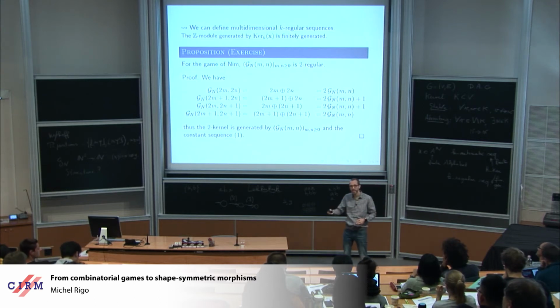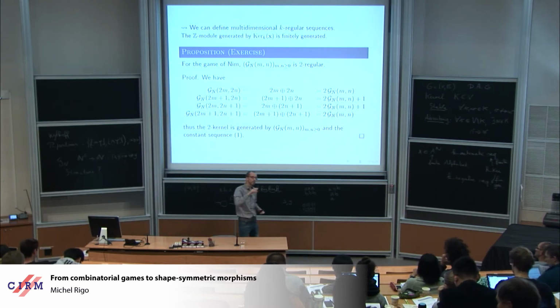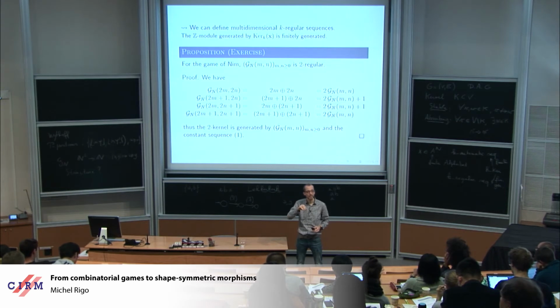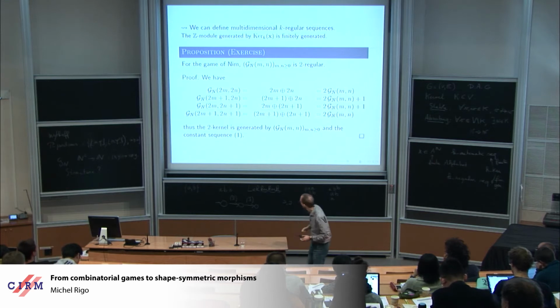And so what is the meaning of 2-regular? You have this array. You look at all the subsequences in the k-kernel, and being 2-regular must mean that you have a finite number of sequences such that every element in the kernel is a linear combination of this finite number of sequences. Okay? And so here is the proof. The proof is pretty easy.